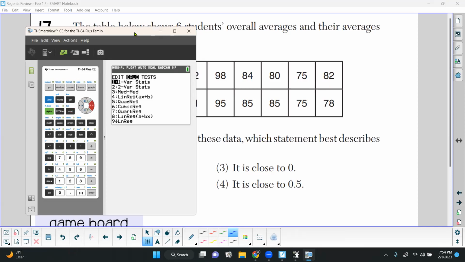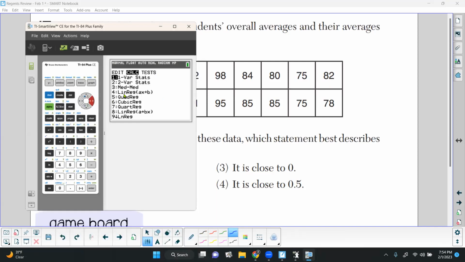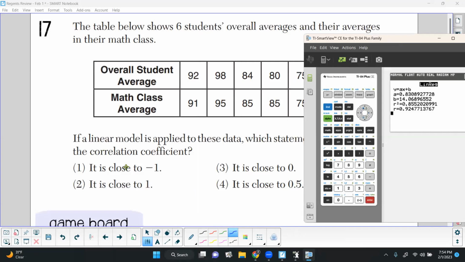Because it says here, if a linear model is applied to these data, which statement best describes the correlation coefficient? So linreg number 4, enter, enter, enter. And there it is, 0.924. So I'm going to leave that over here for a second so we can look at the responses.